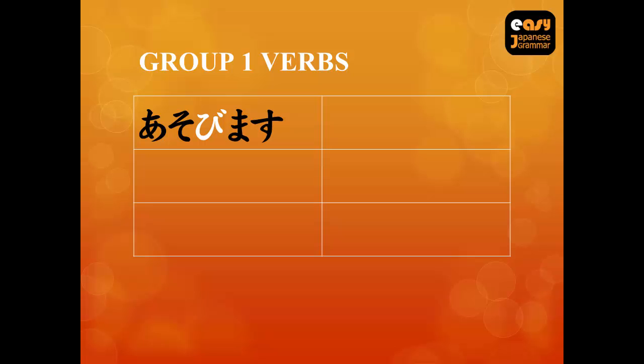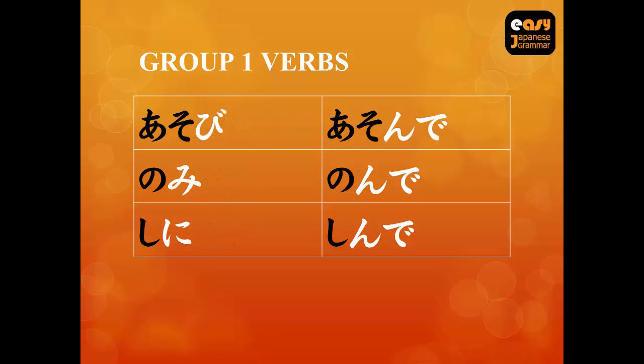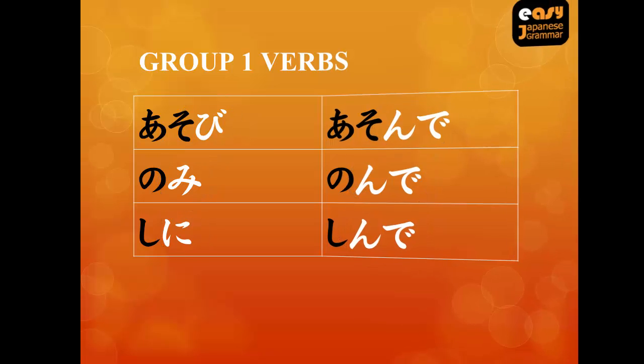Moving on, let's have a look at some other kinds of verbs now and our second te form ending. 遊びます。遊んで、飲みます。飲んで、死にます。死んで。 You can see here, same thing, we get rid of the must, and for all group 1 verbs that have a pi, a mi, or a ni before must, we replace that sound with a nde. And here's our next section.